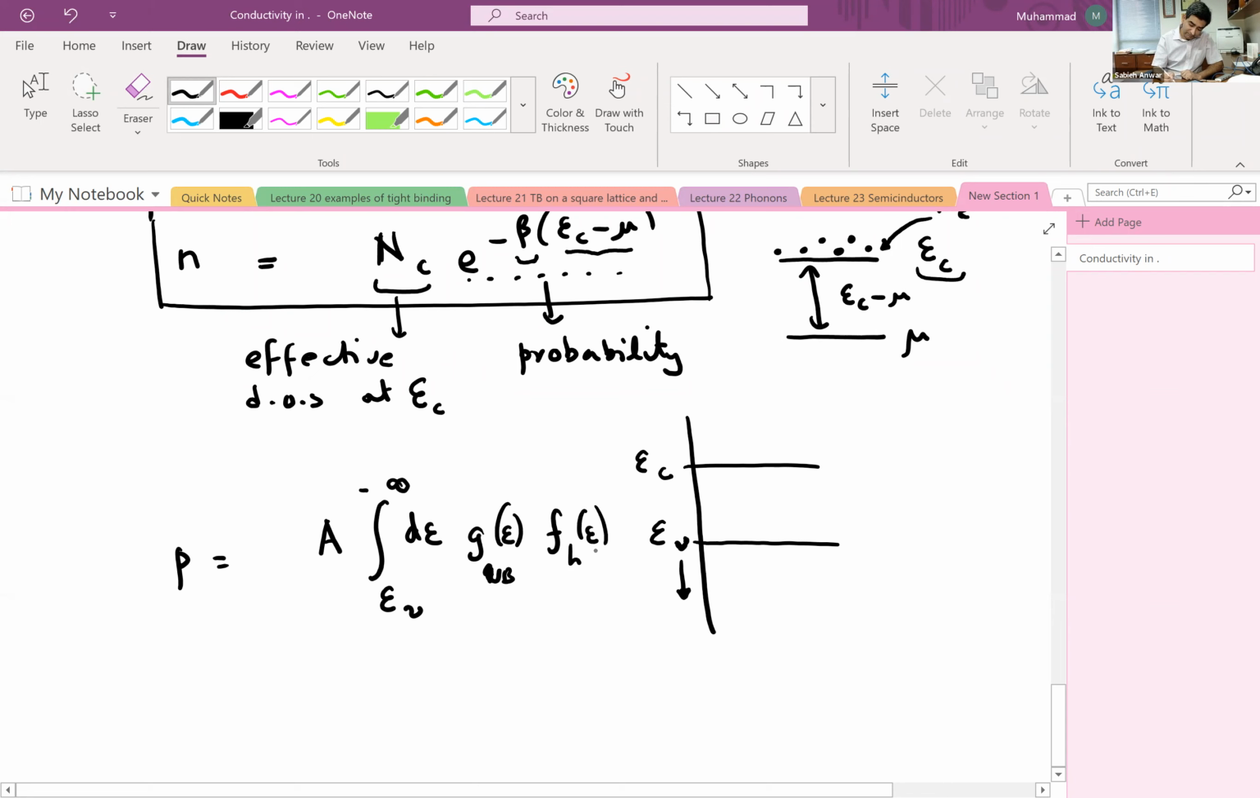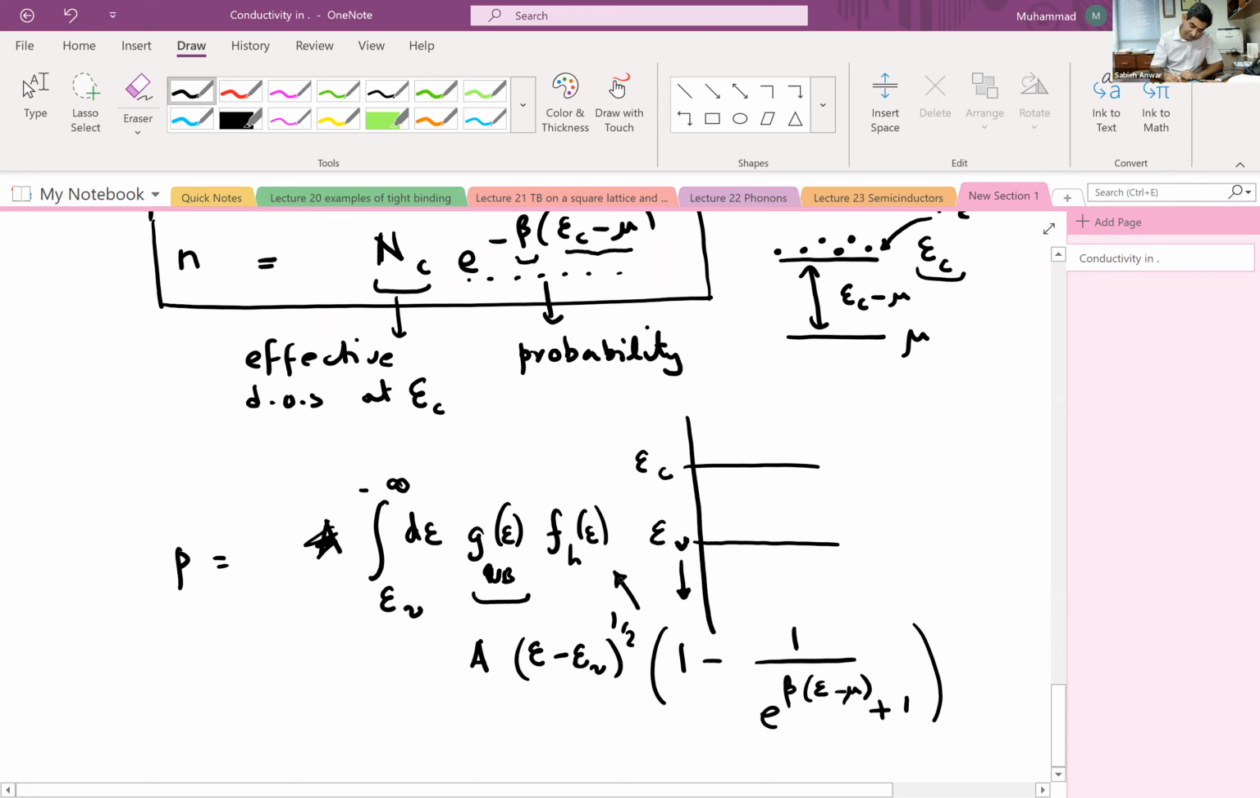All right, so this is an integral that you need to calculate. This you already know: A times square root of EV minus E. This you know is 1 minus 1 over e to the beta (E minus mu) plus 1. So you plug in these values and you can immediately derive a result which is analogous. So p is going to be Nv, the effective density of states over here, times e to the minus beta. Now you're going to have mu minus EV. This is my mu.